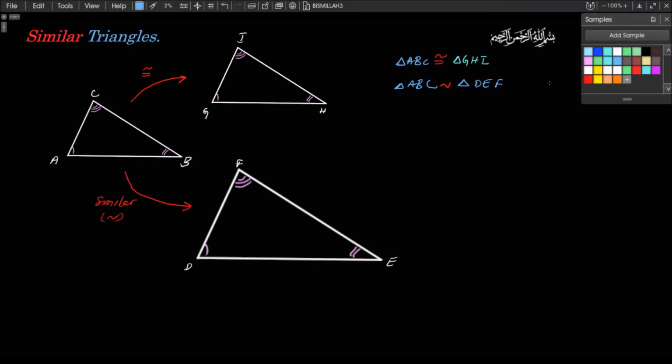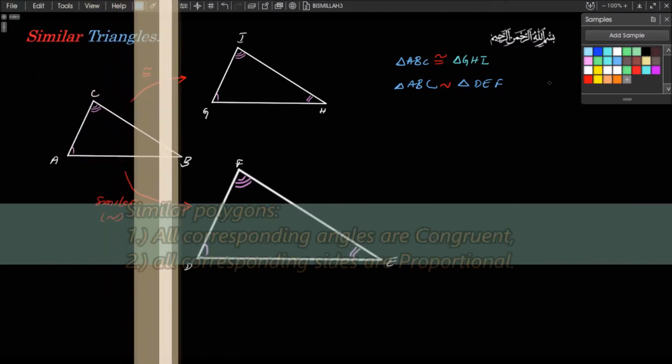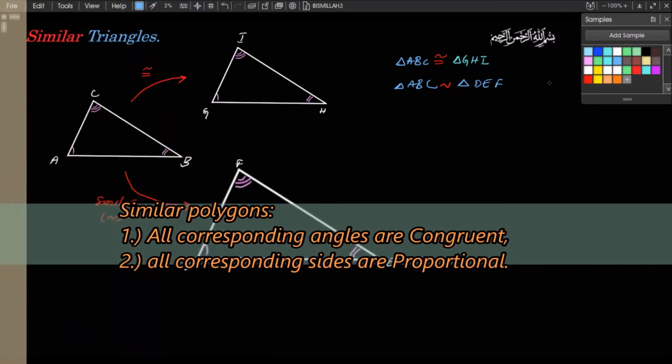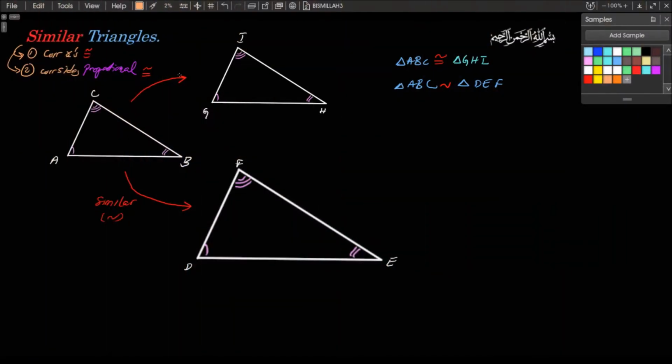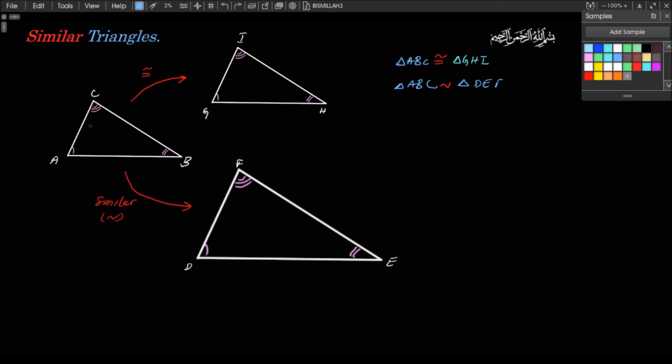We have established before that all similar polygons have to have two special criteria. If you recall, these two criteria were that one, all the corresponding angles have to be congruent, and two, all the corresponding sides have to be proportional. So for two triangles to be similar, all the corresponding angles have to be congruent and all the corresponding sides have to be proportional. In congruent triangles, all the corresponding sides are congruent, and in similar triangles, all the corresponding sides are proportional.